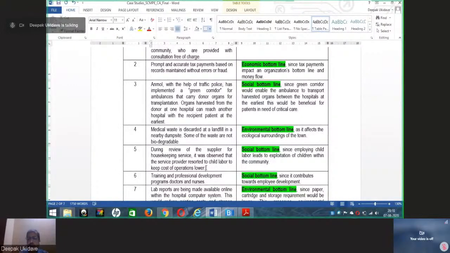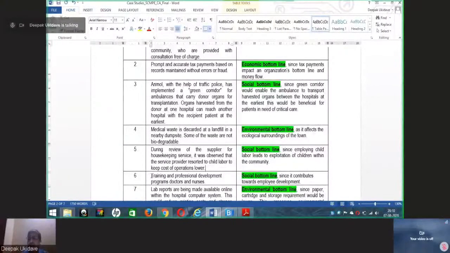So it's again a social cause, and social bottom line is the criteria, since employing child labor leads to exploitation of children within the community. So this is an example of catering to social bottom line. These are simple questions actually, and you should grab the opportunity to get 10 on 10 or 20 on 20, 5 on 5 in this question.